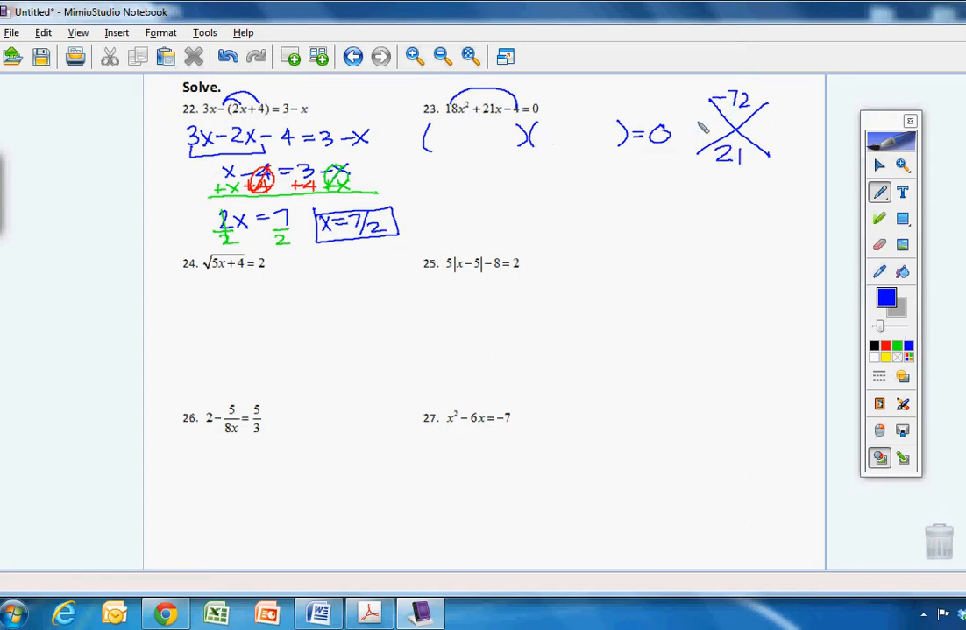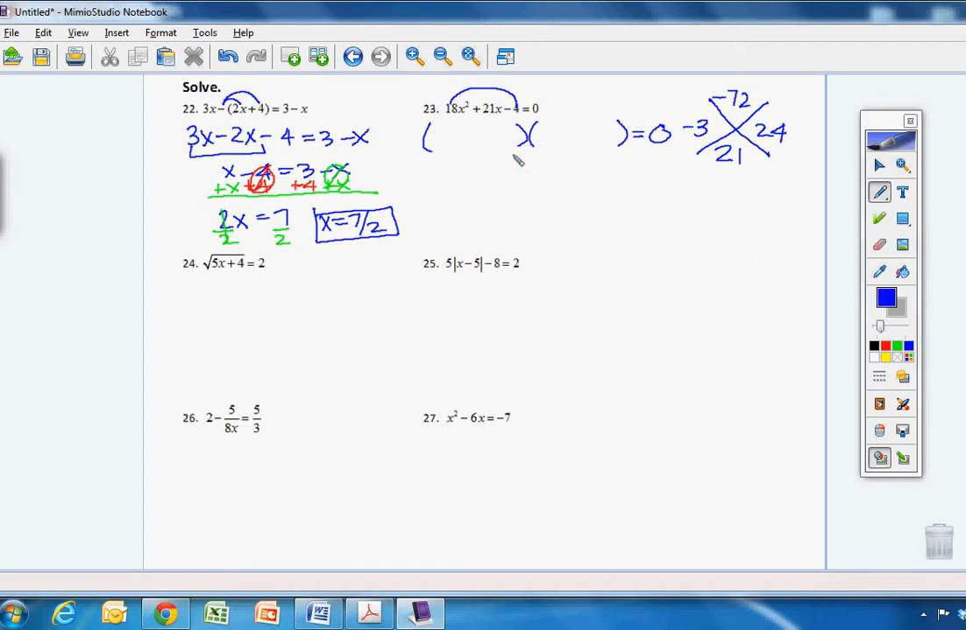So 72, I can break that down to 3 and 24. Okay, now I want a positive 21, so I know that I need a negative 3. I'm going to take that away from 24. So this is a little bit helpful. This kind of helps you figure out what your outsides and your insides need to add up to or multiply to. Okay, so I know that I have 18 here, but I know I need two terms that are going to actually multiply to 24 and to 3.